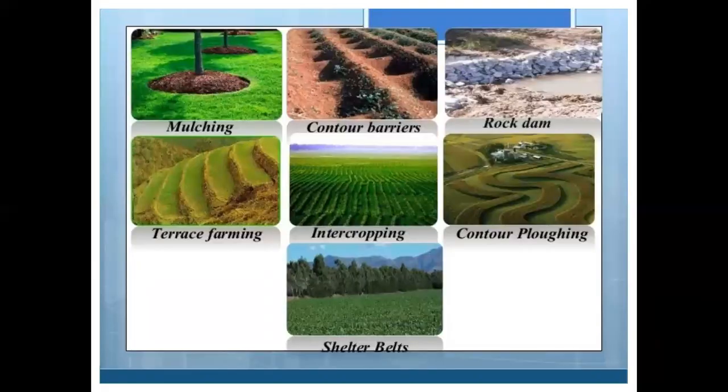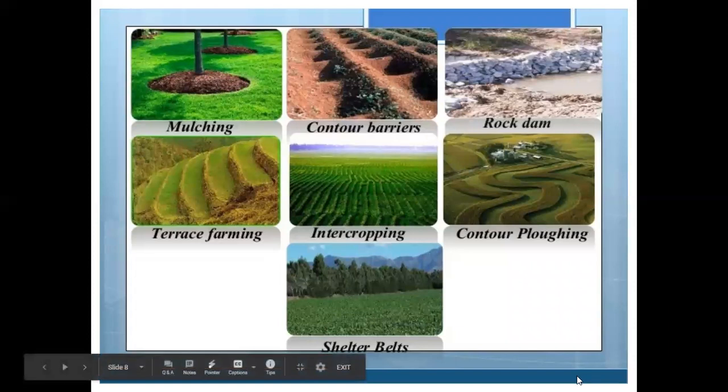Now, these are the pictures of different methods of how to conserve soil. Mulching, as you can see, fills the bare ground with organic matter. Next is contour barrier, rock dam, terrace farming, intercropping, contour plowing, and shelter belts.